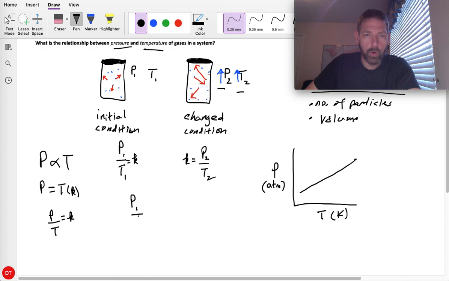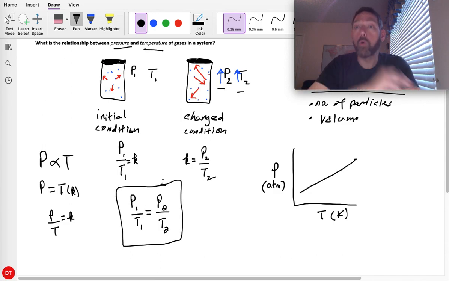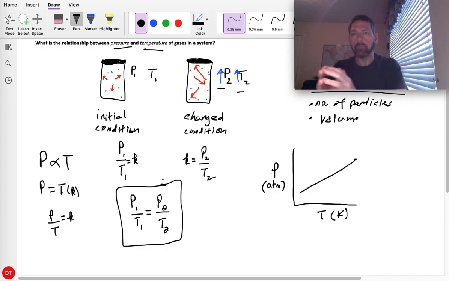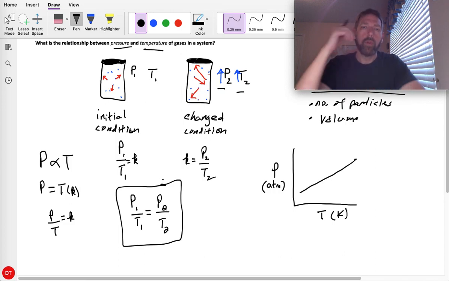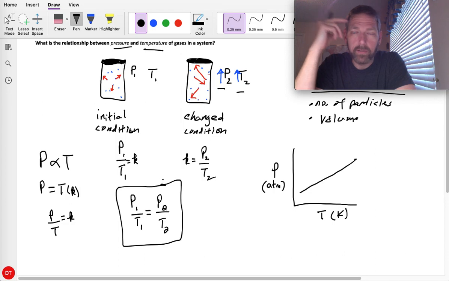So we've got P1 over T1 equals P2 over T2. And this right here is the form of Gay-Lussac's law that we can use to show our initial condition as it changes in that system. So we can look at a change in temperature, a change in pressure, and we can see what the effects will be. And this is the basics on how we do that.